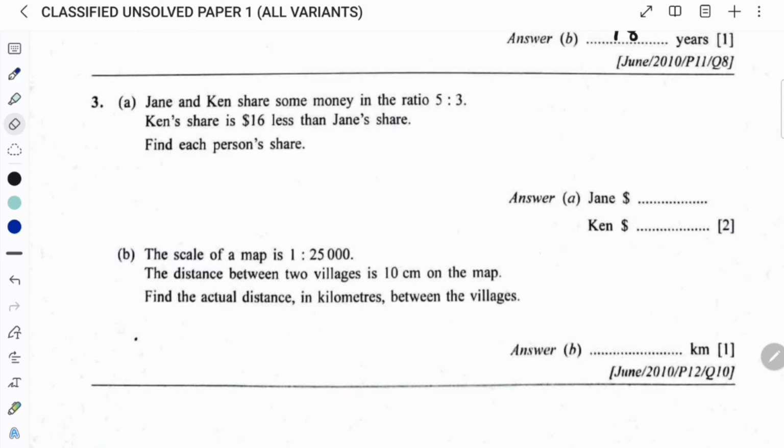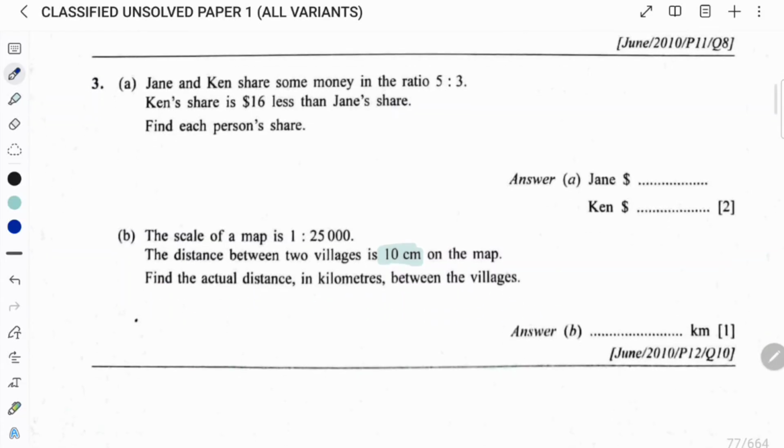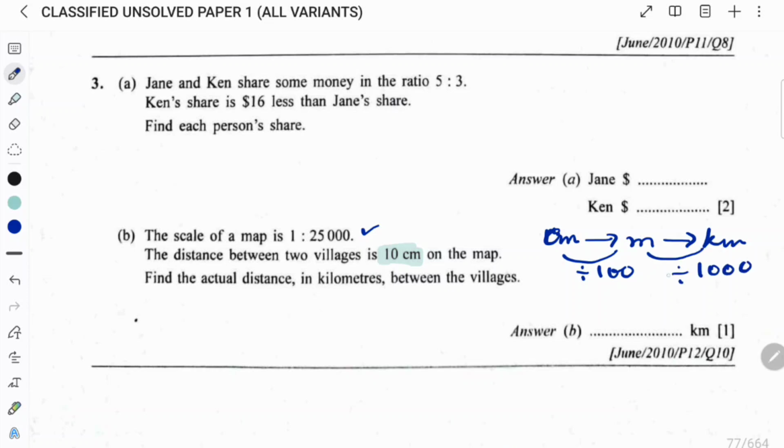1 is to 25,000 is the representative fraction. The distance between two villages is 10 centimeters, obviously on the map. Find the actual distance in kilometers between the villages. So we'll have to change this into kilometers. Remember, centimeters to meters to kilometers. Centimeters to meters, divide by 100. Meters to kilometers, divide by 1000. Centimeters to kilometers, divide by 100,000. Remember this conversion for the rest of the questions.